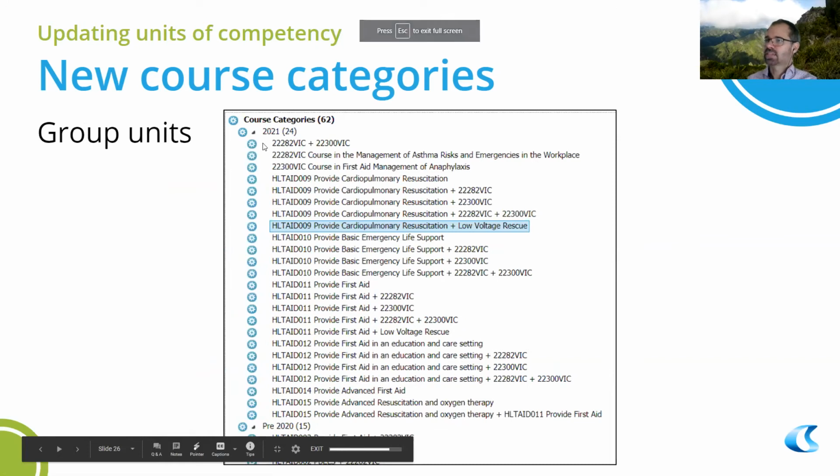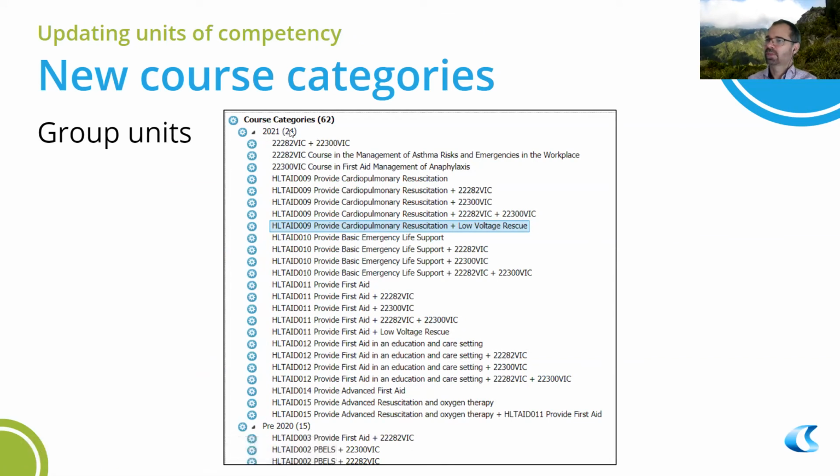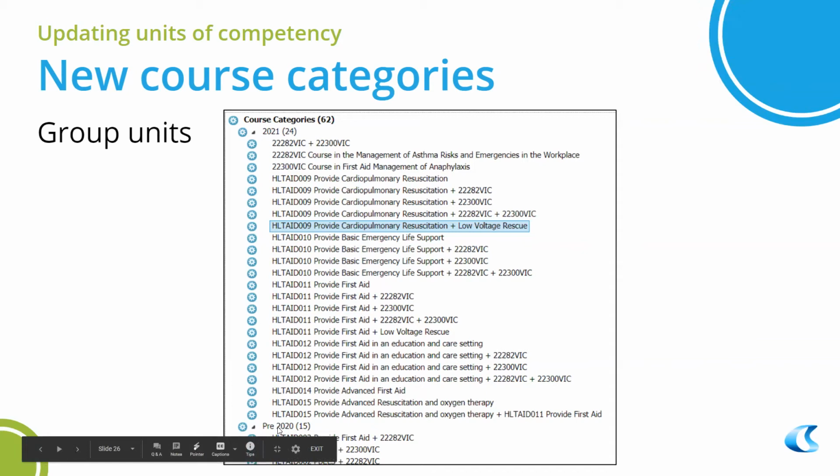And then here's the same example, but you can see there that we've got the course categories grouped into 2021 and then pre-2020.